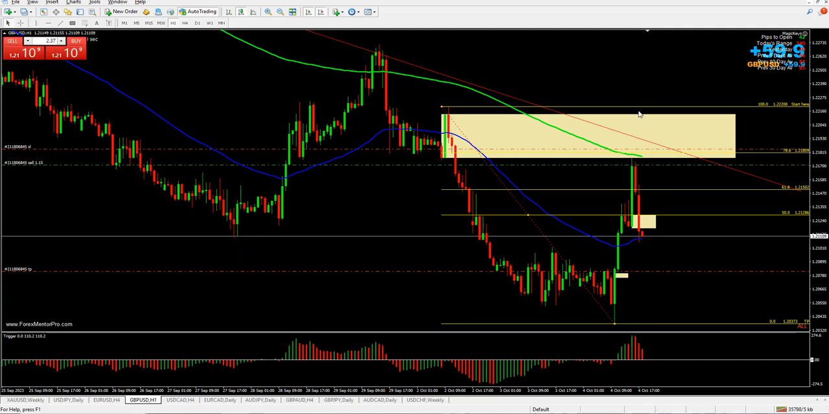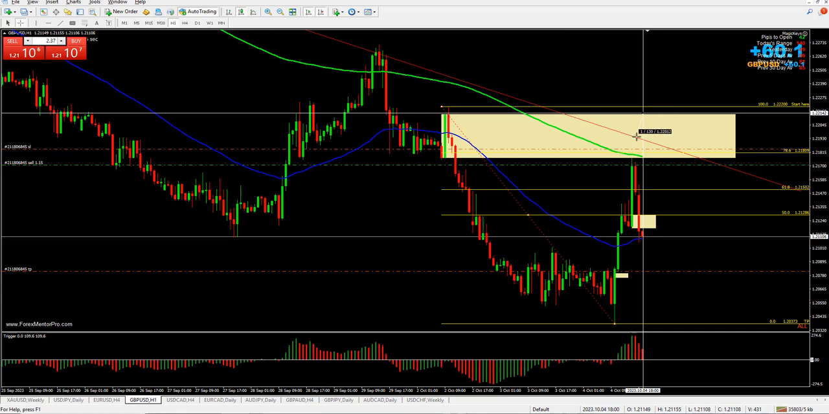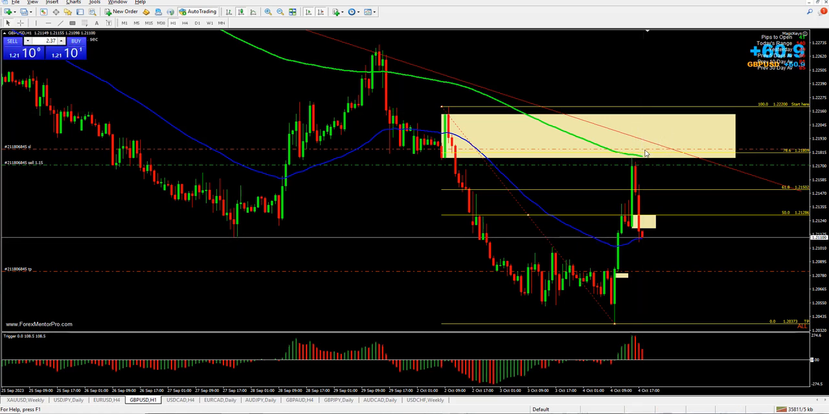Now my stop loss was in here, which was around 45 pips. I have moved it to around 13 pips there. So basically risking less because the trade has now moved down.